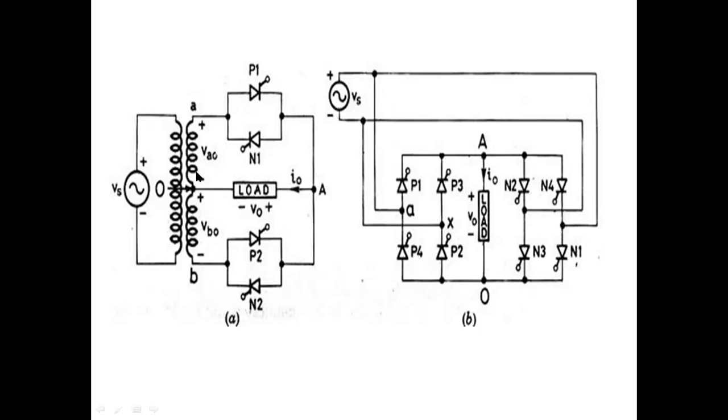Now current flows like this, from minus to plus through P1, through the load, again negative to positive like this through P1, then through the load like this. This is the current direction when we give a firing pulse to P1. So now forcibly switch this off.